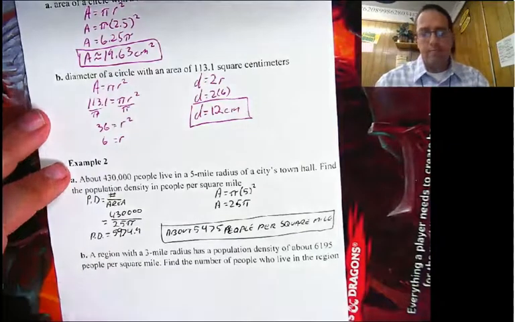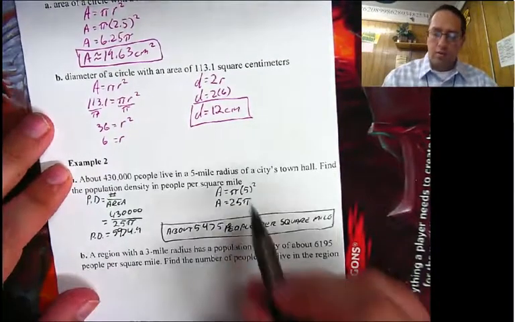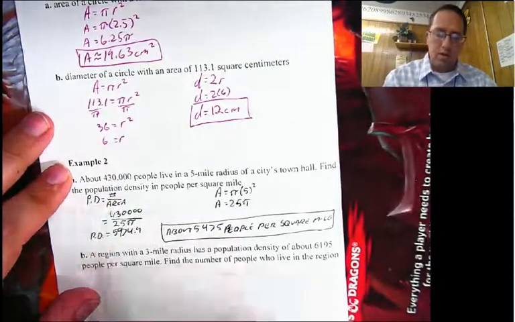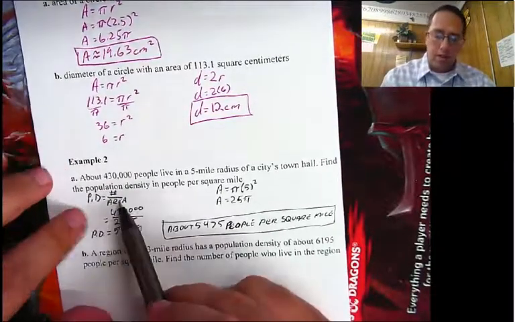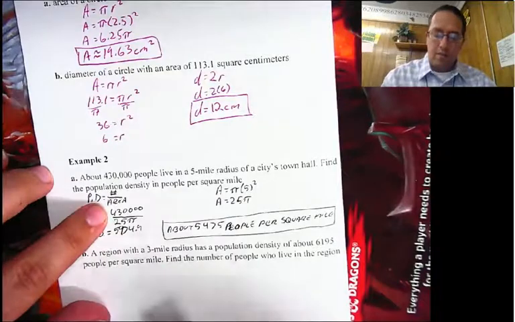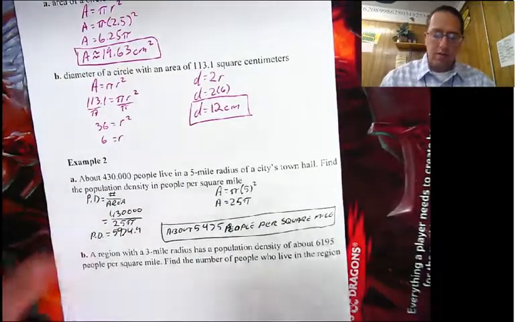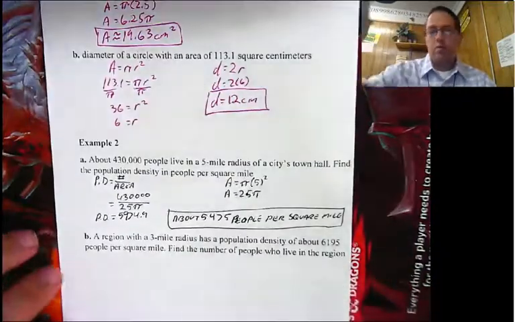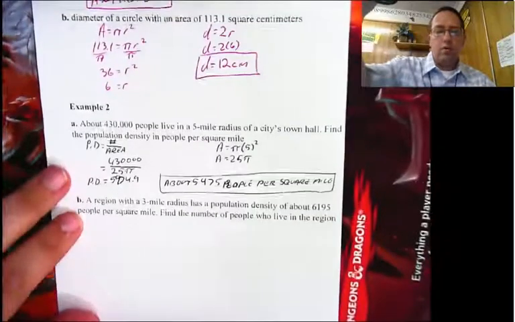All right, not too bad. All right, so again, we use our area formula because that's going to go into our population density formula. So we need the number of people divided by the area. That's going to give us the population density. So that's where we use our area formula there. Okay, we got one more.